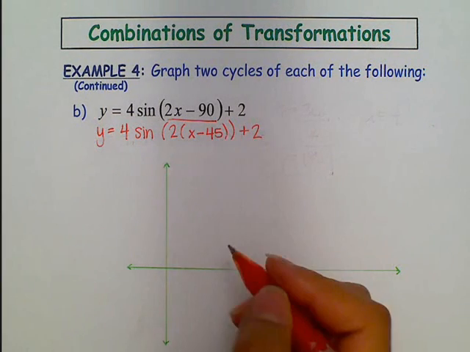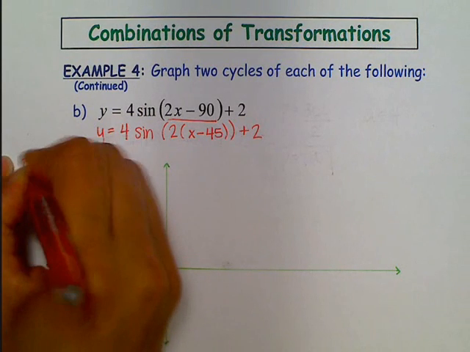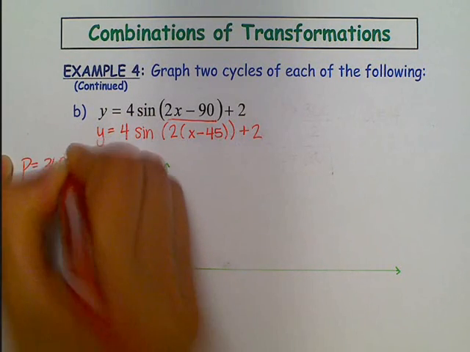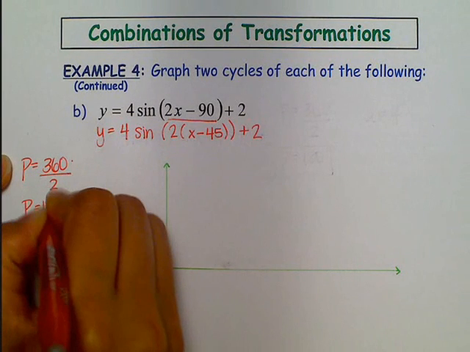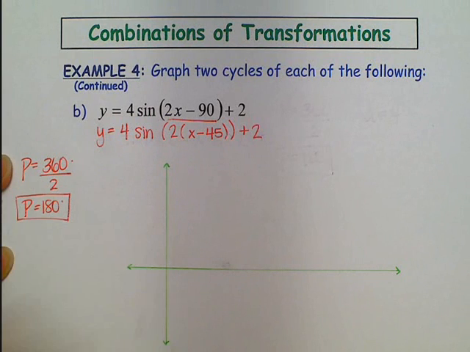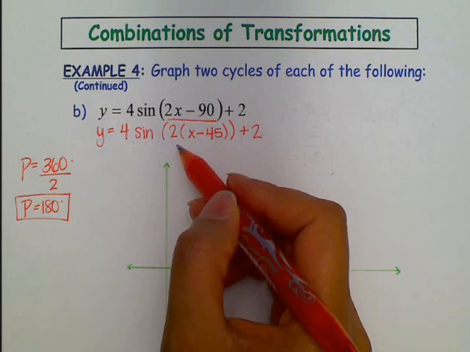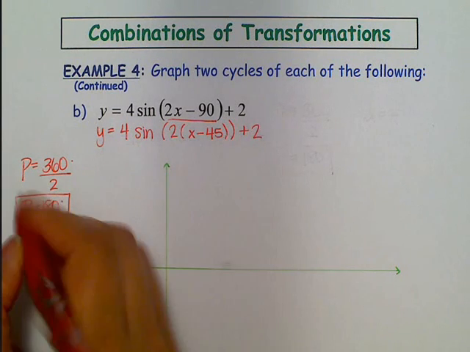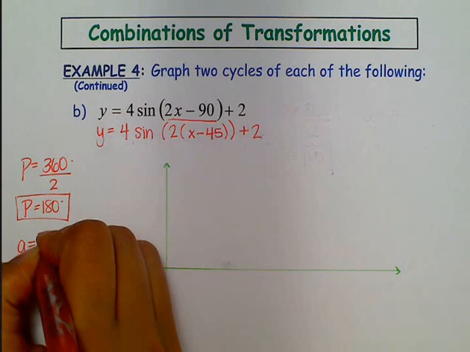Alright, so let's start with the period and the amplitude of the function. And so the period of the function is 360 over k, and so our k value in this case is 2. So the period of the function is 180 degrees. So that will be the horizontal length of one of the cycles. And that makes sense because the graph should be horizontally compressed by a factor of 1/2. And then the amplitude is going to equal 4 since it's been vertically stretched by a factor of 4.